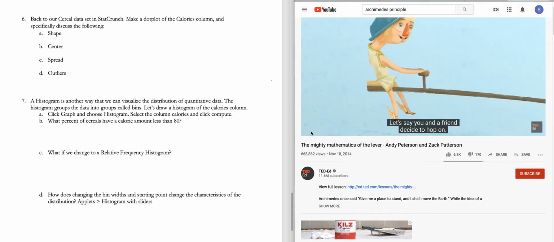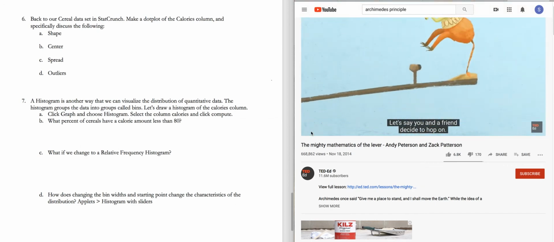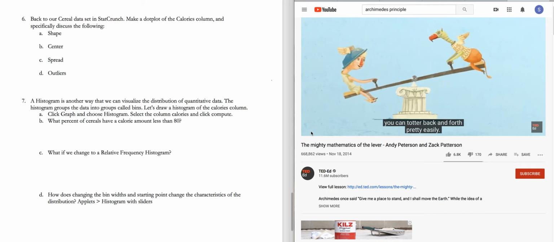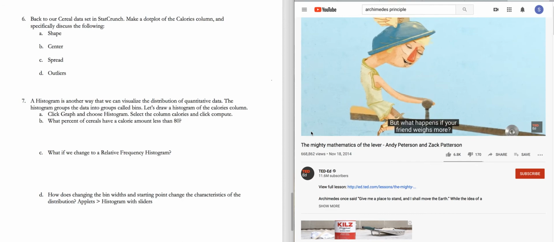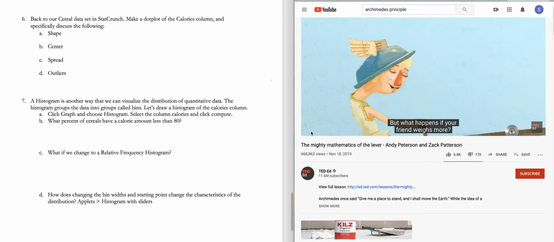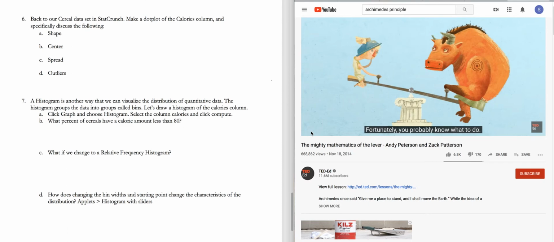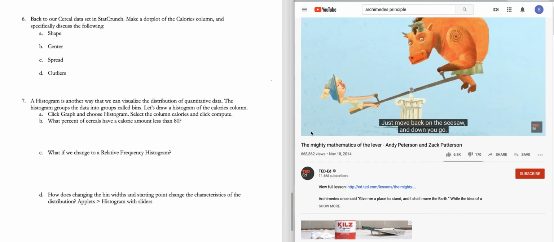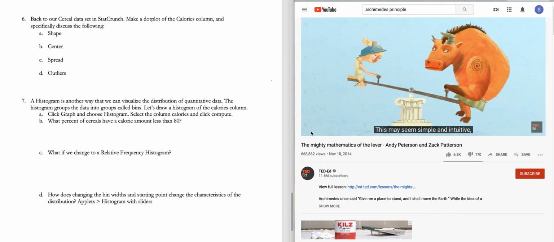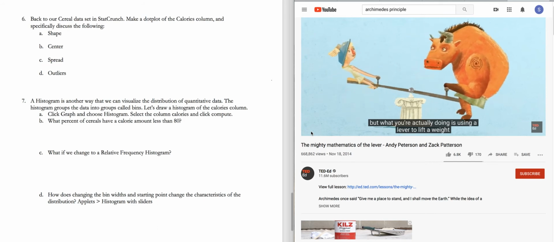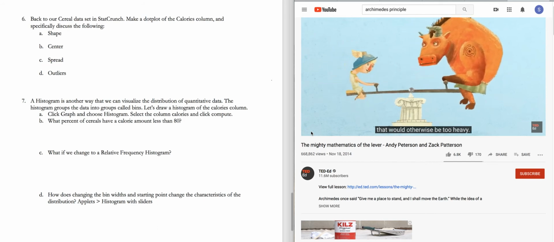Let's say you and a friend decide to hop on. If you both weigh about the same, you can totter back and forth pretty easily. But what happens if your friend weighs more? Suddenly, you're stuck up in the air. Fortunately, you probably know what to do. Just move back on the seesaw, and down you go. This may seem simple and intuitive, but what you're actually doing is using a lever to lift a weight that would otherwise be too heavy.